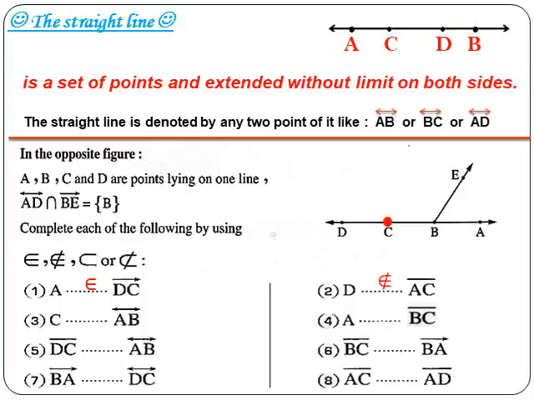What about the AB straight line? That's my AB straight line here. So the straight line, do you remember that? It does not have an ending point or a starting point. It is extended without limit on both sides.